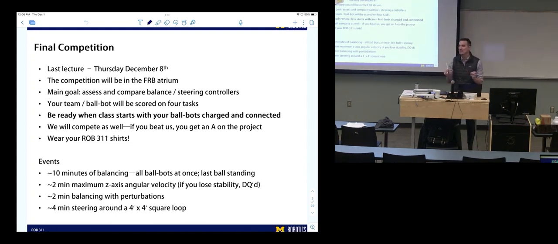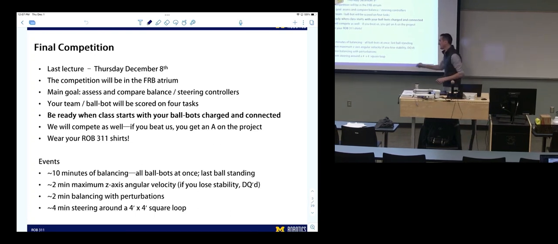And so however many sides you get to, that will go into how many points you get. Are all events weighted equally? Currently, this is entirely up for discussion. But right now I would say yes, because this has two balancing tasks. I'd say that was a focus for a decent amount of the class. It has an angular velocity test, that was a focus. And then steering, it's what we're going to do today. And that is something that you can implement, but it'll be a reach, probably.